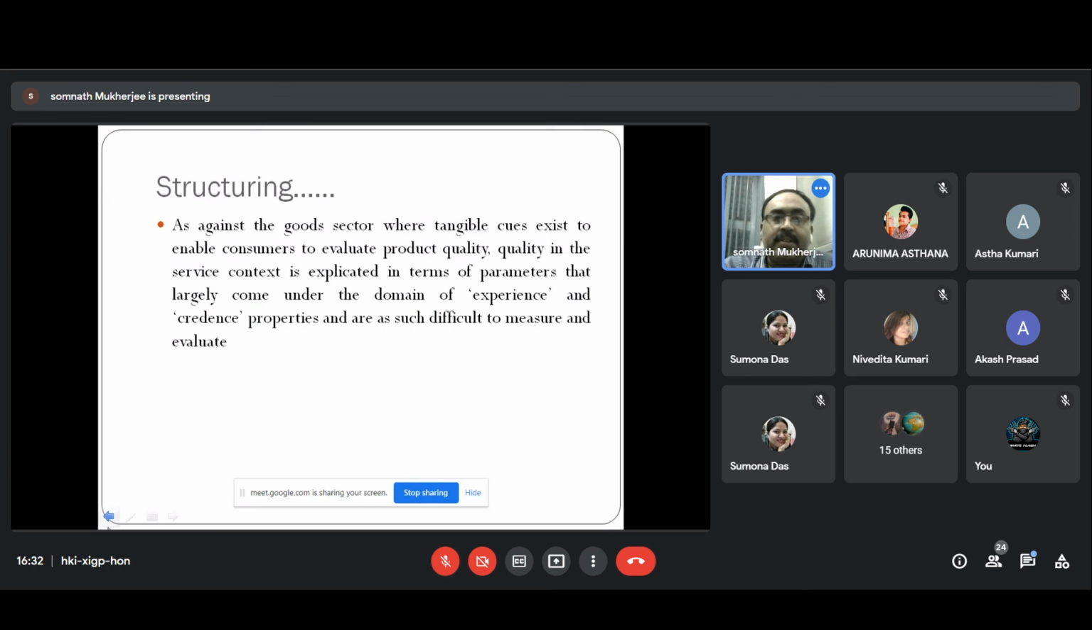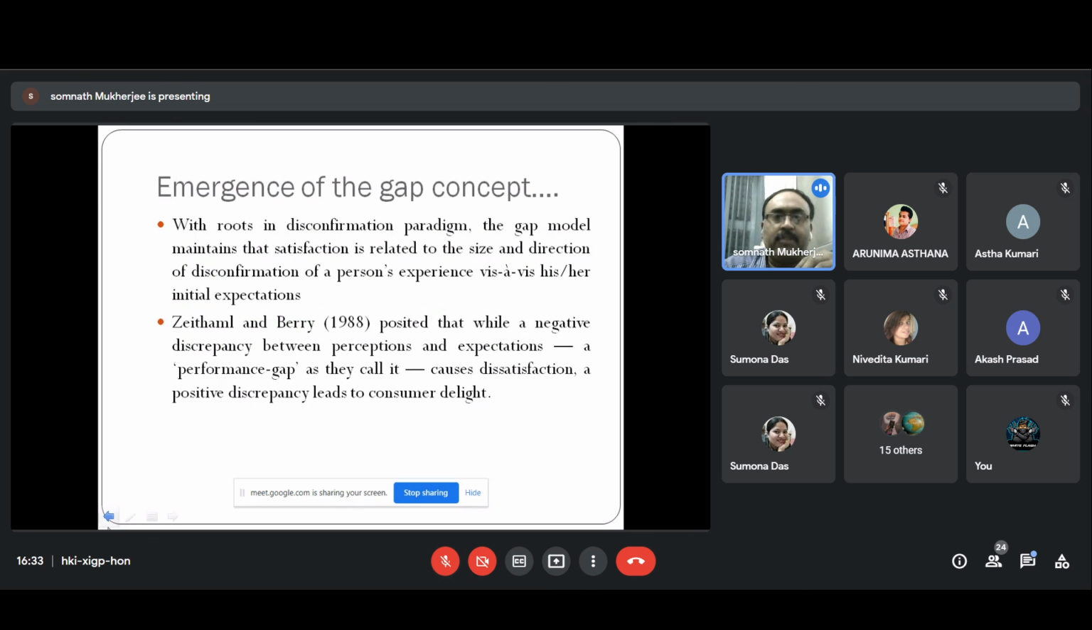So they said that goods and services are different. Tangible cues do not exist. I will not get into trying to explain what a cue is, because that will give the discussion a different dimension altogether. So coming back to the structure part, what they forwarded was this disconfirmation paradigm.